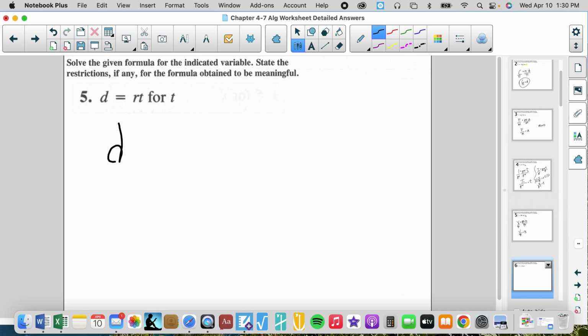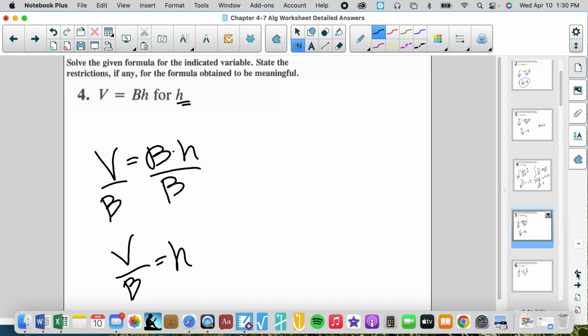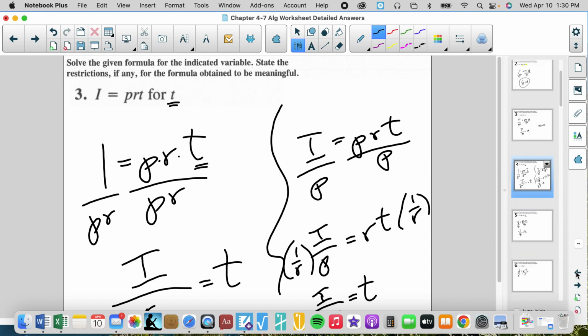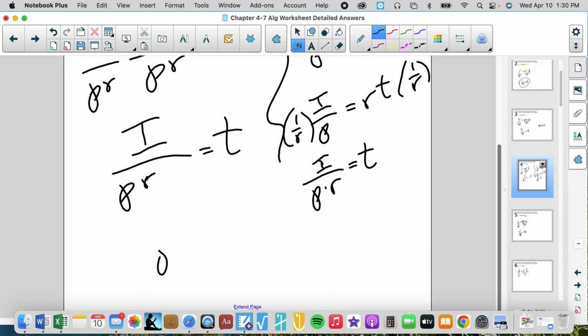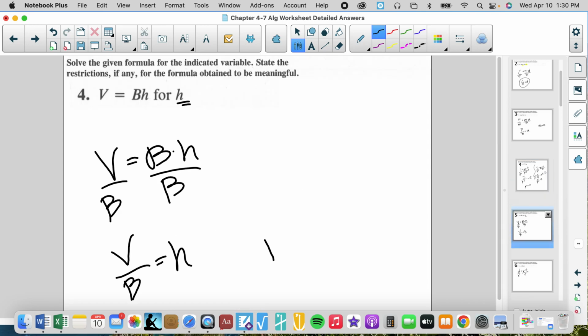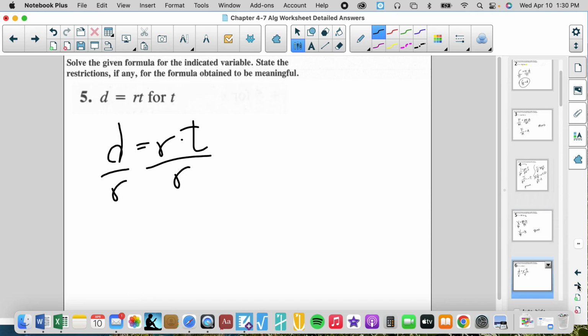We're going to solve for T. Distance equals rate times time. We're going to divide by, again, I forgot my restrictions. Sorry about that. P and R cannot equal 0. The base area cannot equal 0. Distance divided by rate equals time. R cannot equal 0.